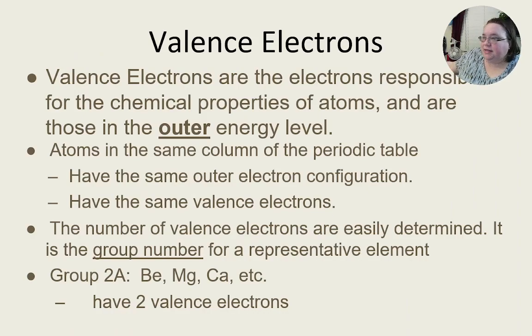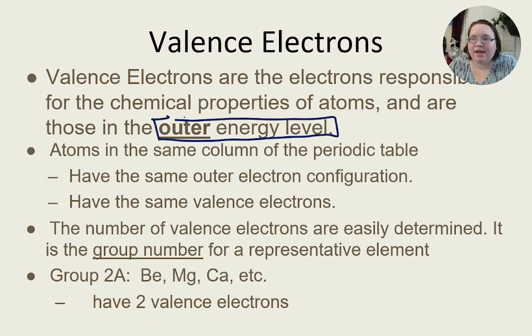Now, remember that valence electrons are the electrons that are responsible for the chemical properties of the atoms. So the chemical properties are determined by the valence electrons. Those are the electrons in the outer energy level, and they are the electrons that are either gained or lost in order to form bonds. On the periodic table, the elements in the same column, the same group, or the same family have the same number of valence electrons, which basically means the elements in the same group have very similar chemical properties.